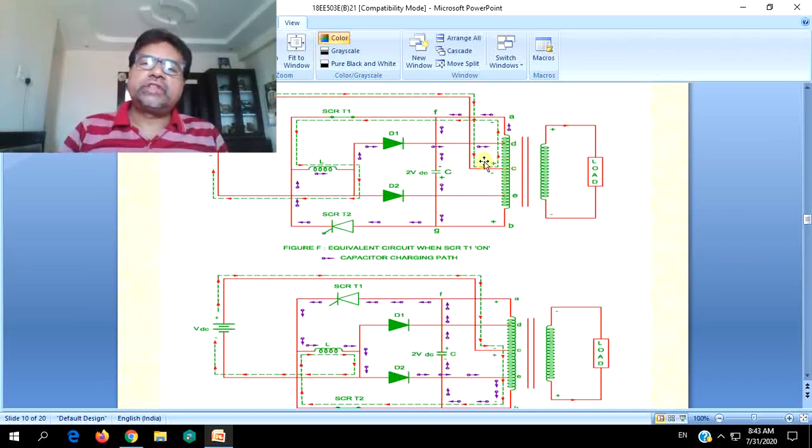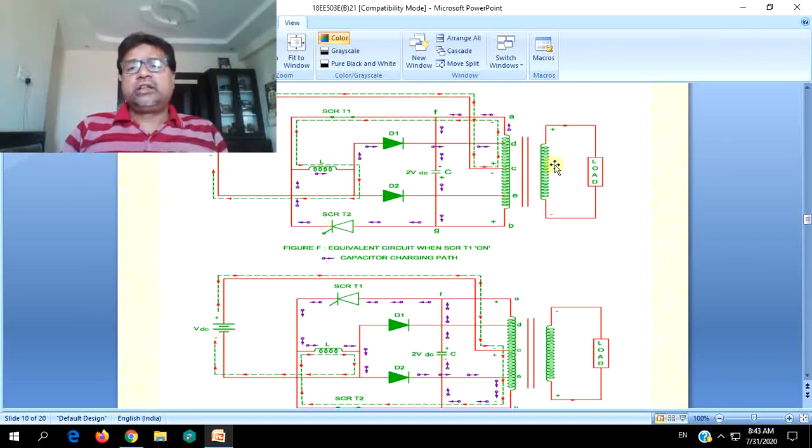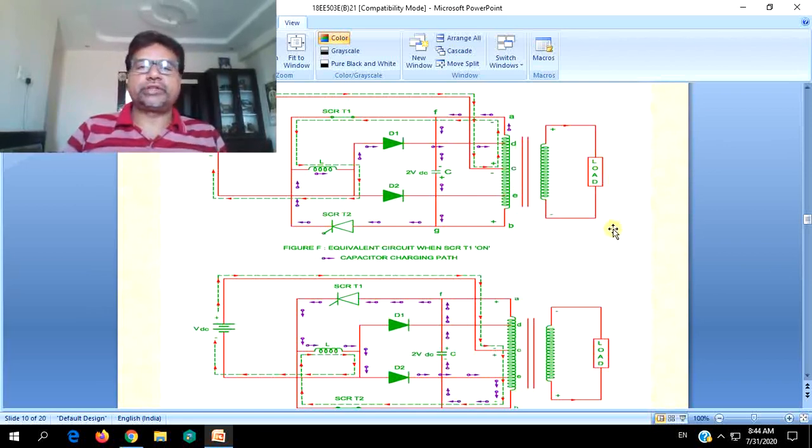But the potential of this C will not be held at VDC only, not simply the capacitor voltage. It will be held at VDC plus capacitor voltage. Because of that, the load will be getting an extra voltage more than the VDC during this interval. When the capacitor discharges, the total voltage in the upper half of this primary, that is between C and A, will be VDC plus capacitor voltage. So the load will be getting a voltage which is more than the battery or source voltage.